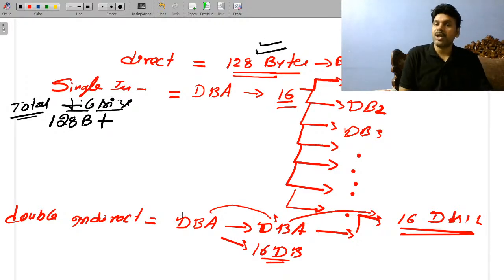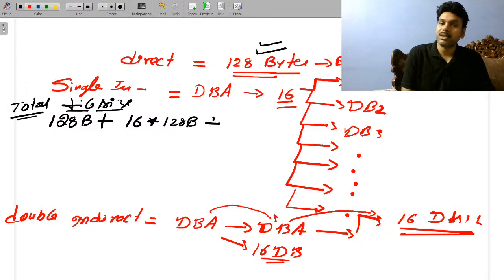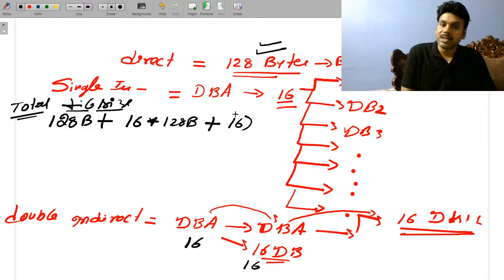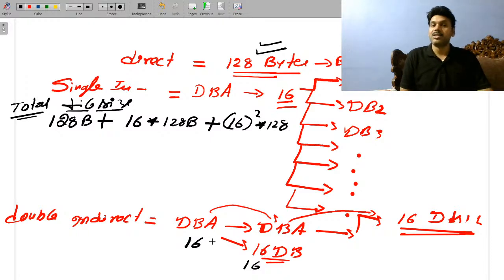Directly I can store 128 bytes. Indirectly, 16. In that 16, each block I can store 128 bytes, and this is 16, and for every block we have a further 16 addresses. That means 16 squared into 128. This is the total file system it can support according to this given structure.